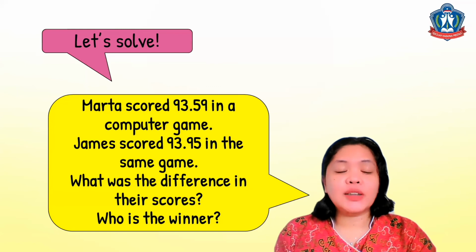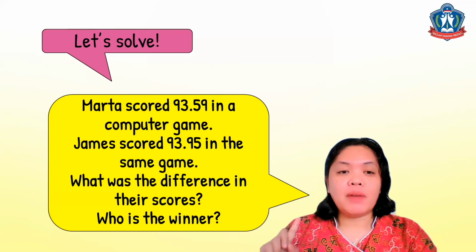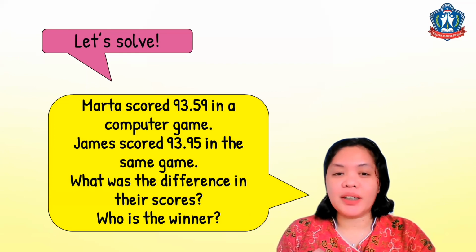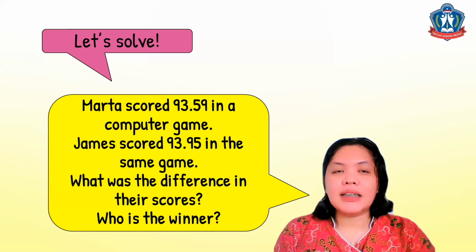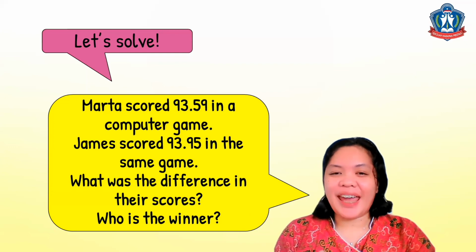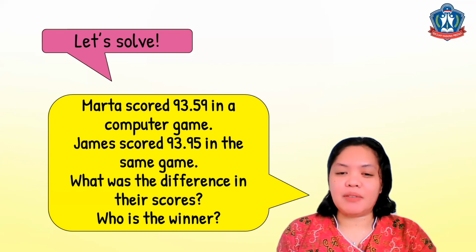Okay, children, let's try to solve this problem. Take a look. Can you see this one? Martha scored 93.59 in a computer game. James scored 93.95 in the same game. So what was the difference in their scores? Who is the winner? Okay, I want you to solve this one and share your answers during our Zoom meeting.